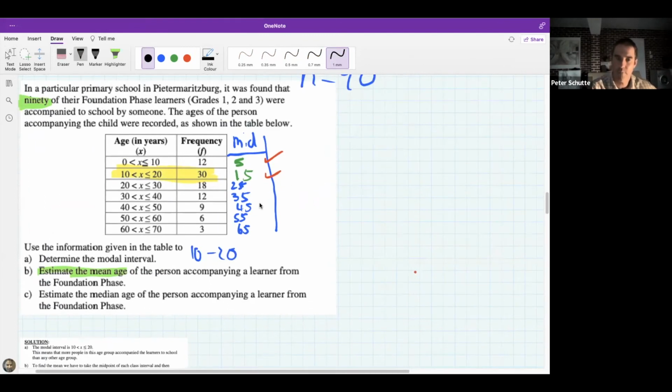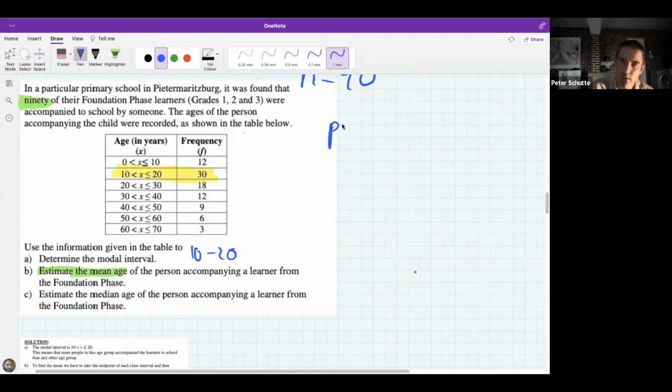So I'm going to rub out the midpoint column because I don't think we need that right now. And we need the position of the median, which is a half times n plus 1. Now, you said to me earlier on that there was 90. So the position is going to be 45.5. Now, that's not a real position per se, but we're trying to find the interval that contains the 45th position. And so we might have to do some counting.